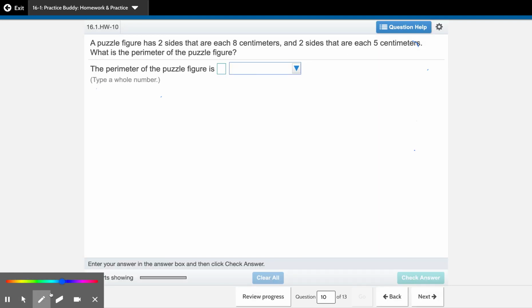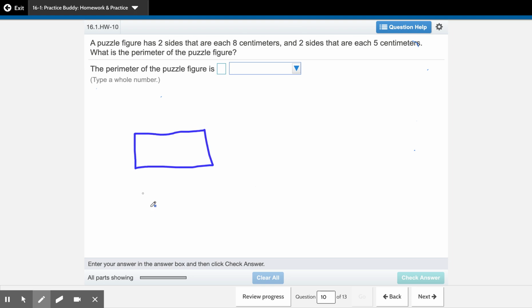Let's do this one real quick, and this will be our last one. A puzzle figure has two sides that are 8 centimeters and two sides that are 5 centimeters. What is the perimeter of the puzzle figure? Whenever I get problems like this, I like to draw my picture. I don't know exactly what my picture looks like, but I do know it has 2 sides and 2 sides, so it has 4 sides. I'm going to draw a 4-sided figure, and it says 2 sides are 8. So this is going to be 8, this is going to be 8, and it has 2 sides that are 5.